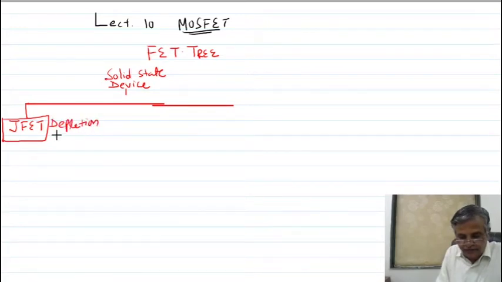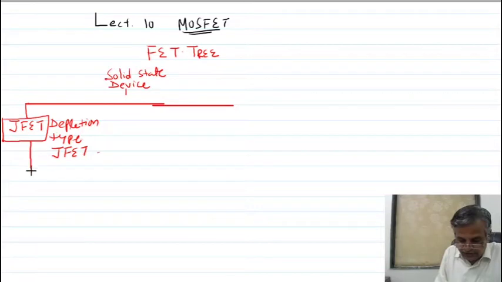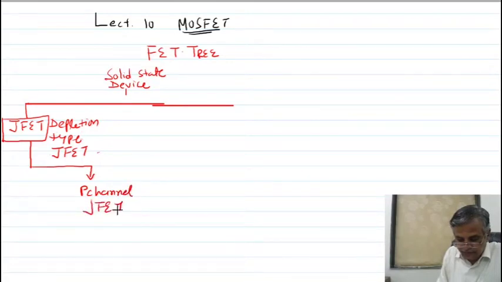If it is a depletion type junction field effect transistor, there is no enhancement type JFET. From this, it has two categories: P channel JFET and N channel JFET.